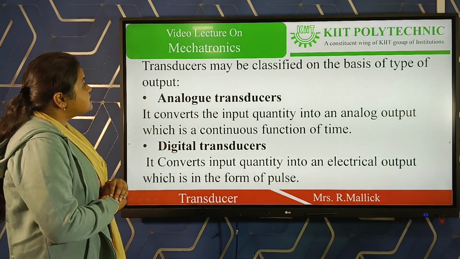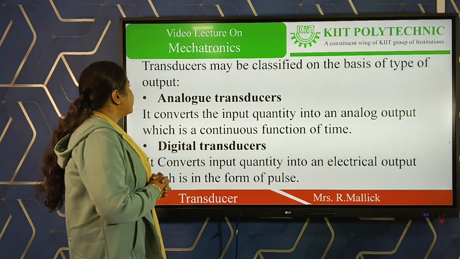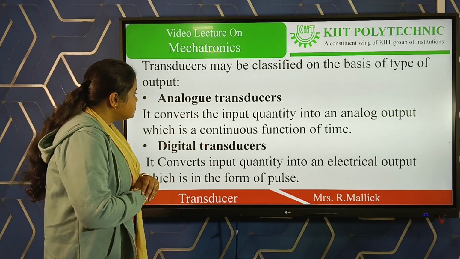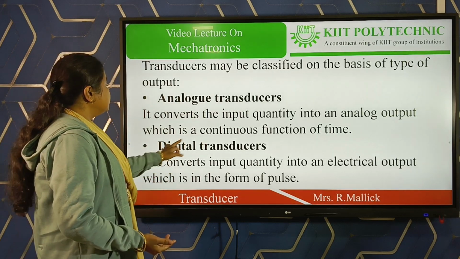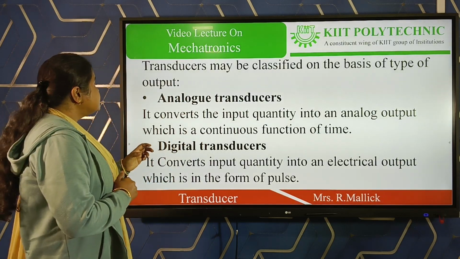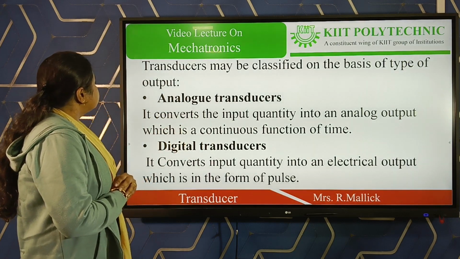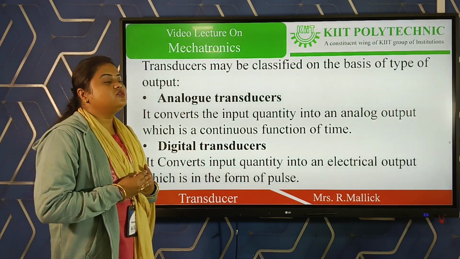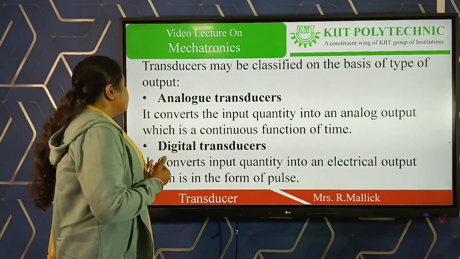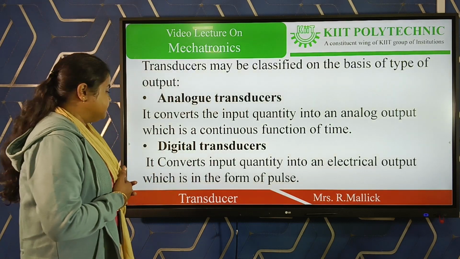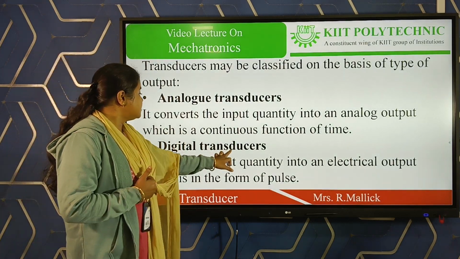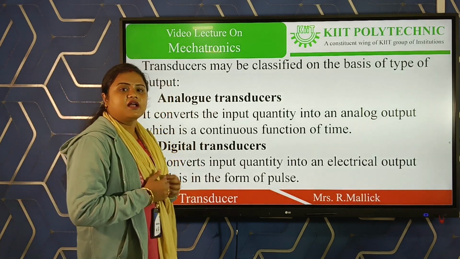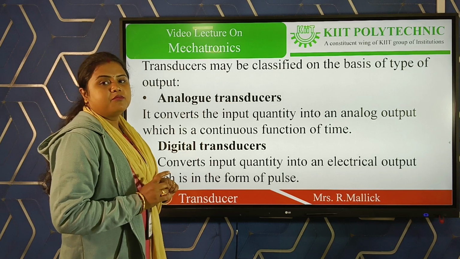On the basis of type, transistor is also classified into different parts. One is analog transistor and the second one is digital transistor. Then what is analog transistor? Analog transistor is a device which converts the input quantity to an analog output, which is a continuous function of time. Similarly, a digital transistor converts input quantity into an electrical output, which is in the form of pulses.